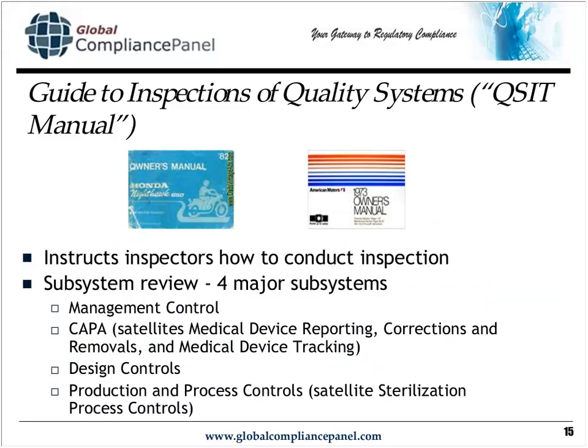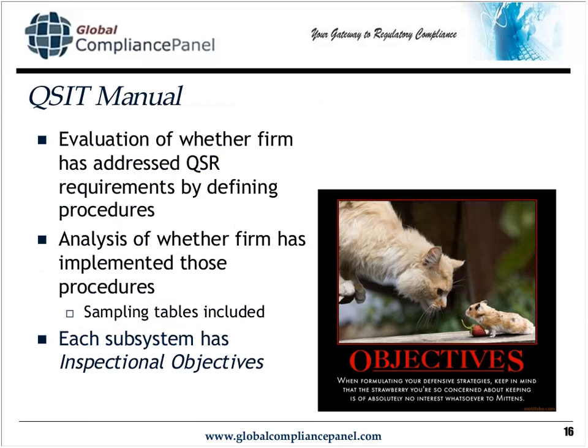Now begins the part of the presentation that I think you all came to see, which is the QSIT manual. And the QSIT manual, as I said, has 4 major subsystems and instructs the inspectors on how to conduct an inspection. It's an evaluation of whether the firm has addressed the regulations by the manual itself defining the procedures that they're going to inspect to. And they want you to define your procedures as well, and they want to make sure that you've implemented your own procedures.